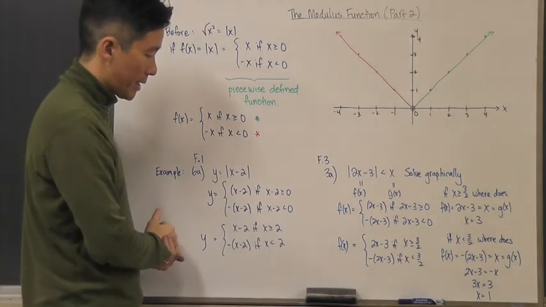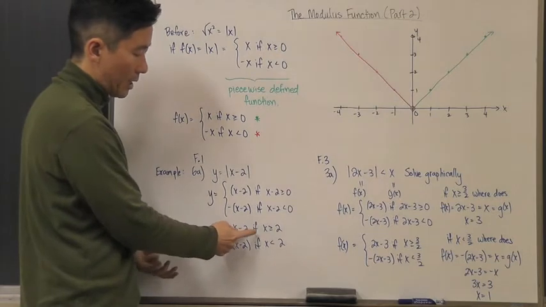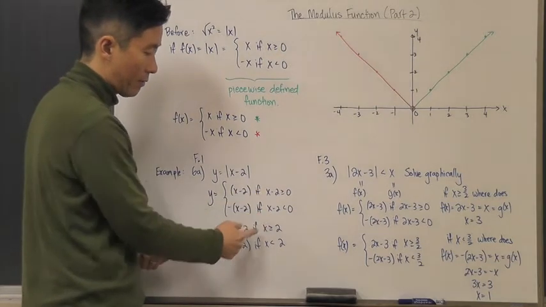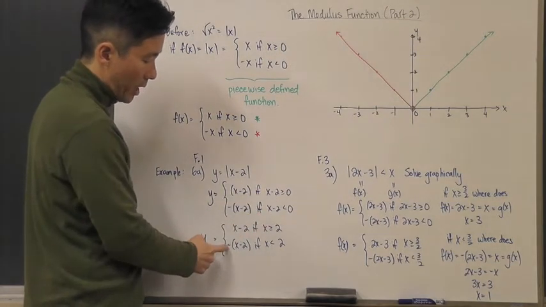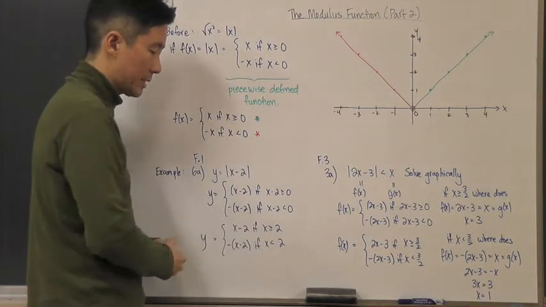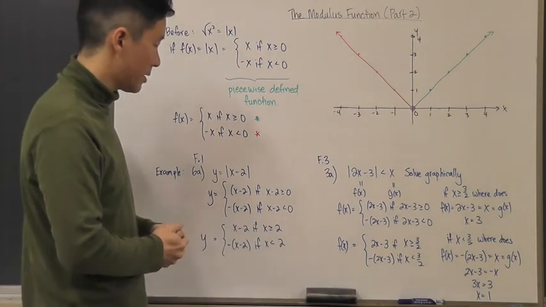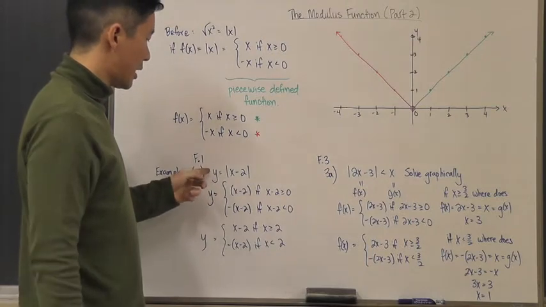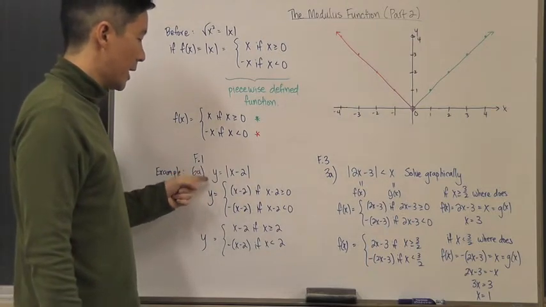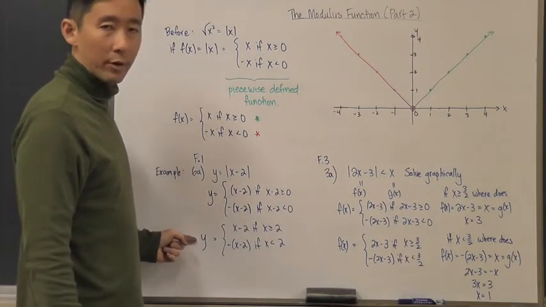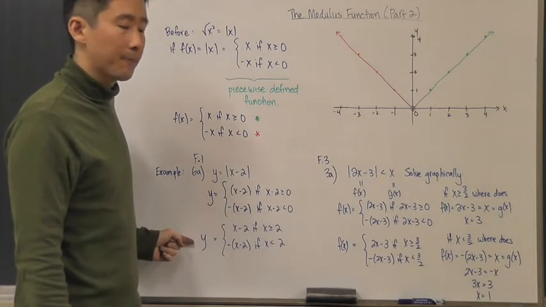So I'm going to simplify it now and just say that this is x minus 2 if x is greater than 2 because I'm just solving for x. Or it's going to be the opposite of x minus 2 if x is less than 2. Okay, so there you go. That's how you can go ahead and change what is a modulus function into its equivalent piecewise defined function.